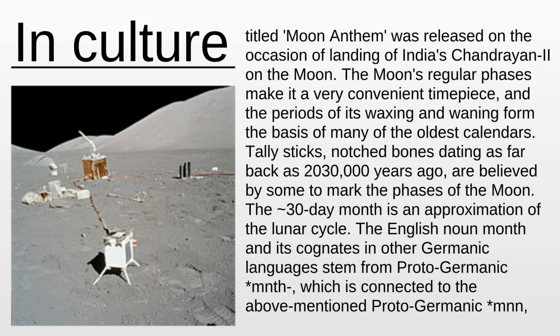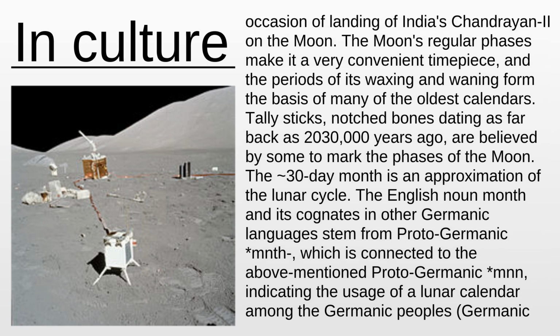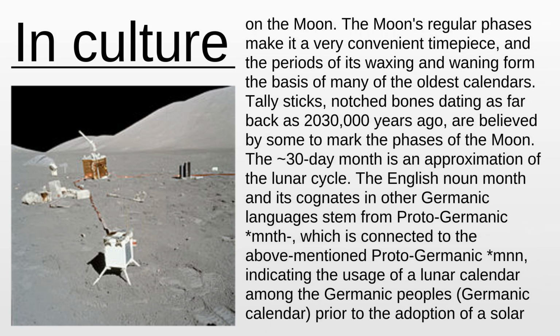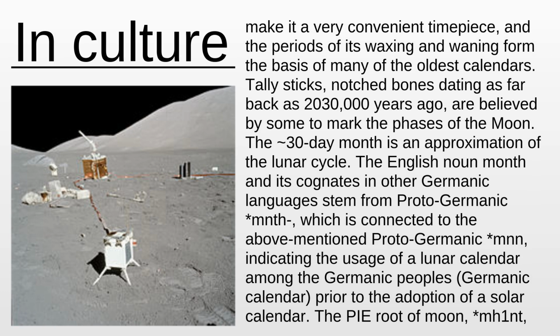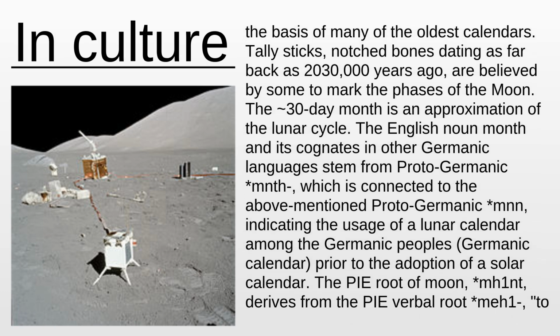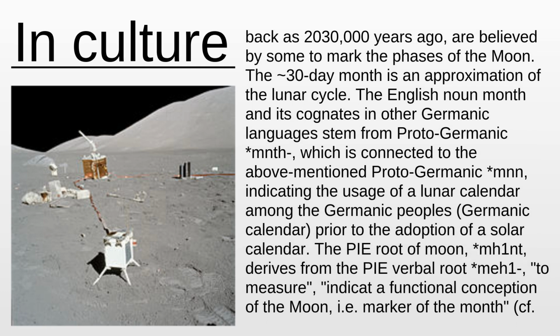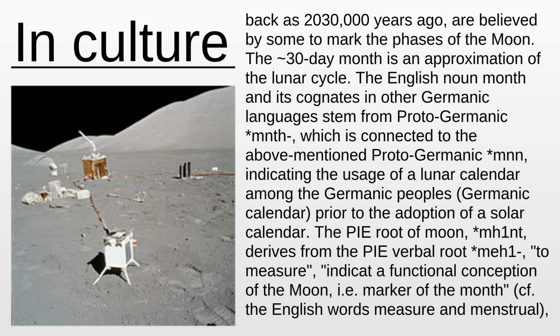The moon's regular phases make it a very convenient timepiece, and the periods of its waxing and waning form the basis of many of the oldest calendars. Tally sticks, notched bones dating as far back as 20,000 to 30,000 years ago, are believed by some to mark the phases of the moon. The 30-day month is an approximation of the lunar cycle.